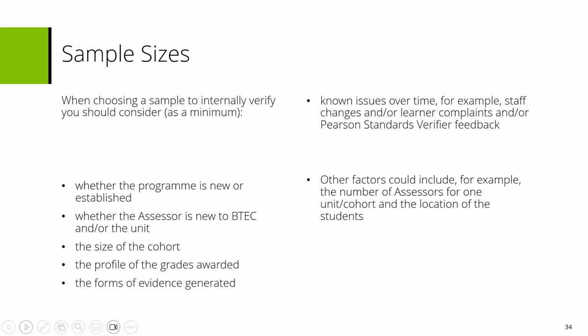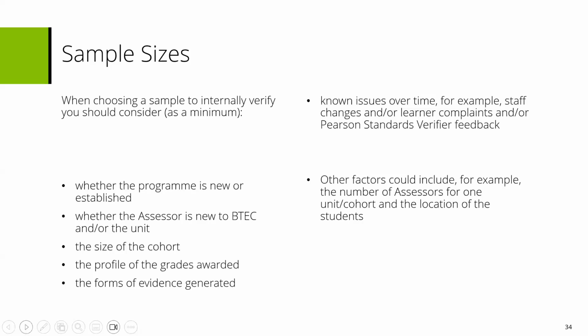We would like your internal verifier to see across the grades. So within the sample, we want to see some pass, some merit, and some distinction pieces of work so that we get a really good, clear picture of what that assessment looked like. It might be that you have multiple forms of evidence that have been generated by your learners, or it's a new form of evidence that you've asked your learners to produce, and therefore again the risk goes up, and so your sample size also needs to go up.